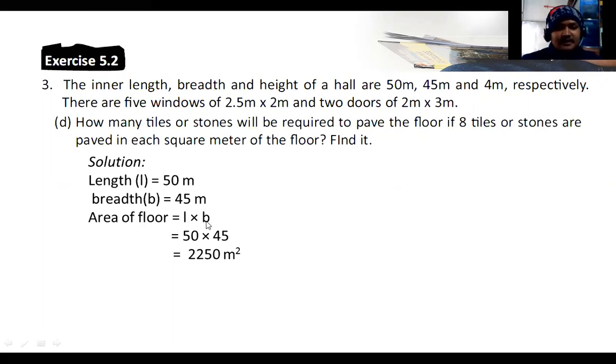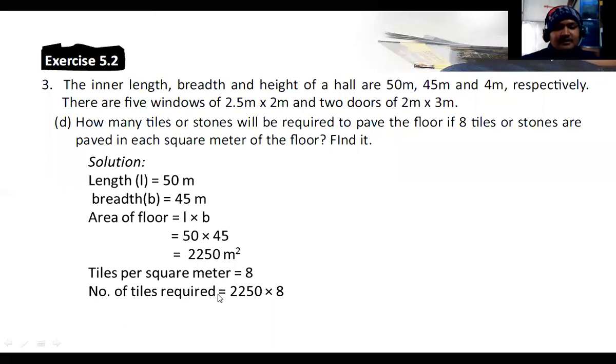So length and breadth are given to us. Multiply these two to get the area of the floor, that is 2250 meter square. So tiles per square meter are 8. So the total number of tiles or stones required is 2250 into 8. Now multiply it. 18,000, sir. Okay. Its final answer is 18,000. 18,000 stones or tiles are required to pave the floor.